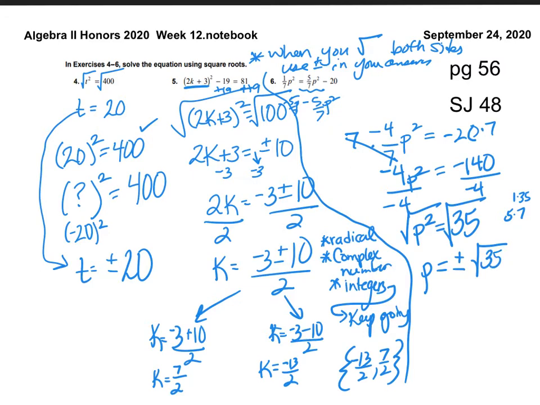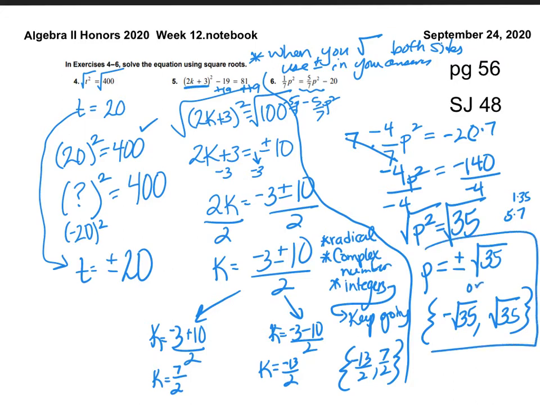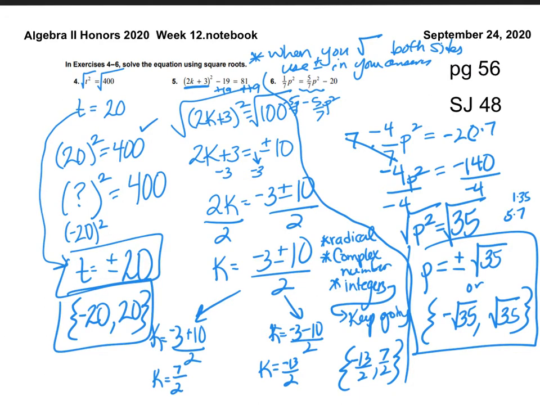You may stop there and say that's the answer, or it is good to also realize, and I'll go back to number 4 and do this also, that you have negative square root of 35 and you have positive square root of 35. These two answers are equivalent. Either one of those is acceptable. Let me go back to this number 4. That's the same thing for t equals plus or minus 20. That means you actually have solutions of negative 20 or positive 20. So either one of those is an acceptable answer.